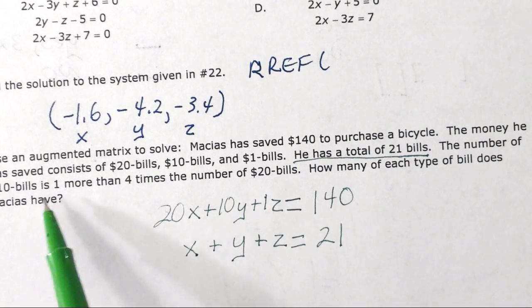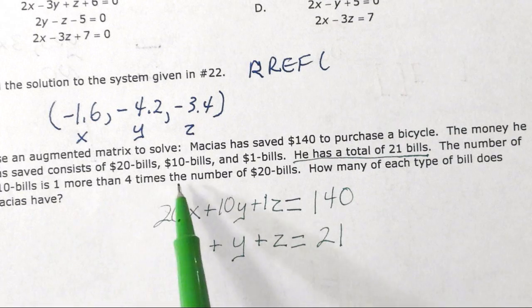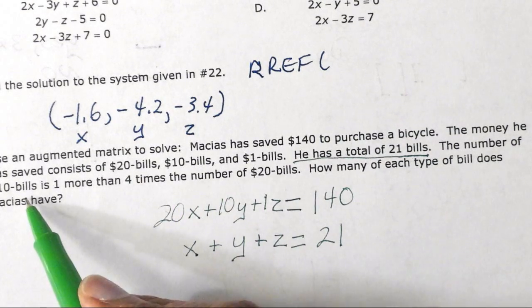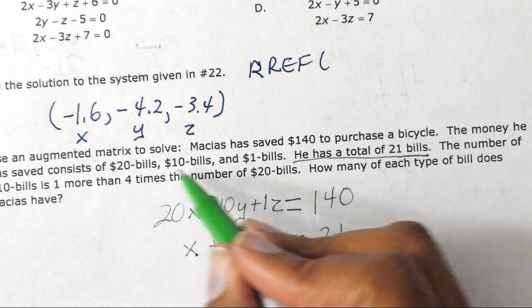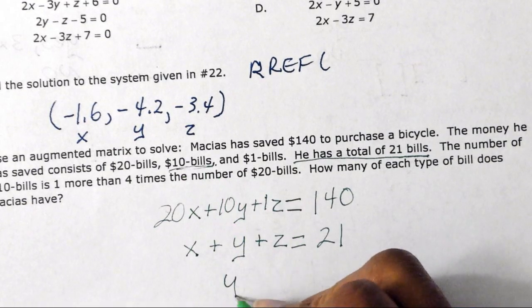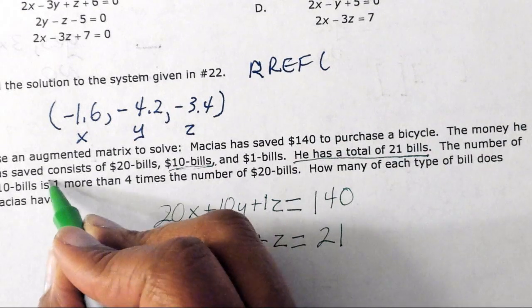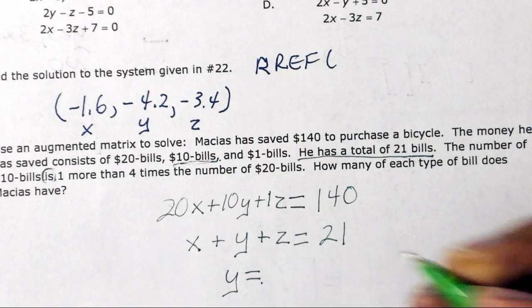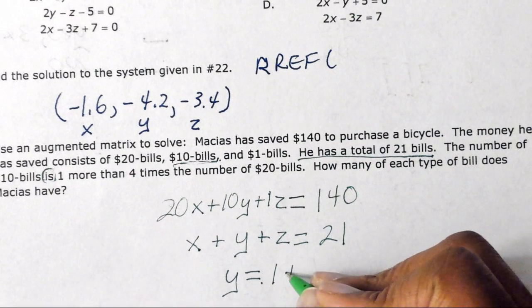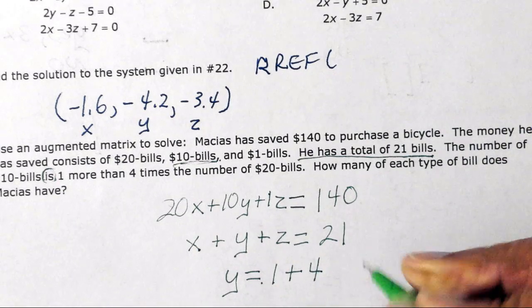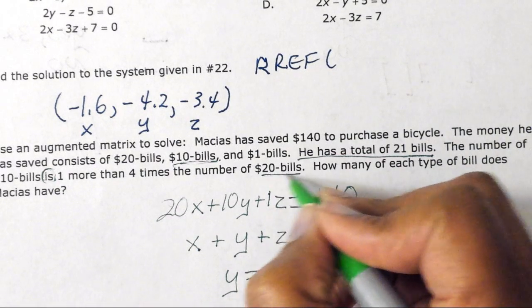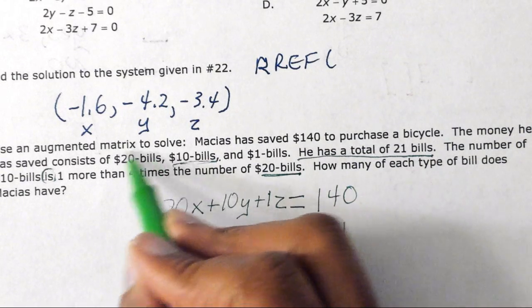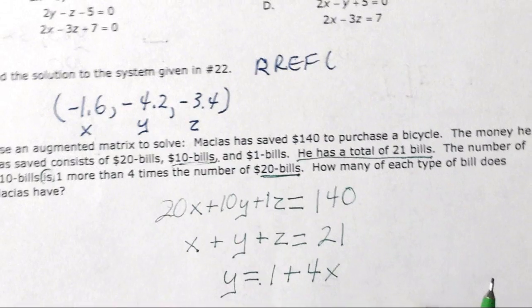The number of $10 bills is 1 more than 4 times the number of $20 bills. So let's write that. The number of $10 bills, $10 bills were our Y's, is, there's that powerful little word that tells me equals, and it says 1 more than 4 times the $20 bills. Well, what represents 20? X. Because that was our very first one. And there's our third equation.